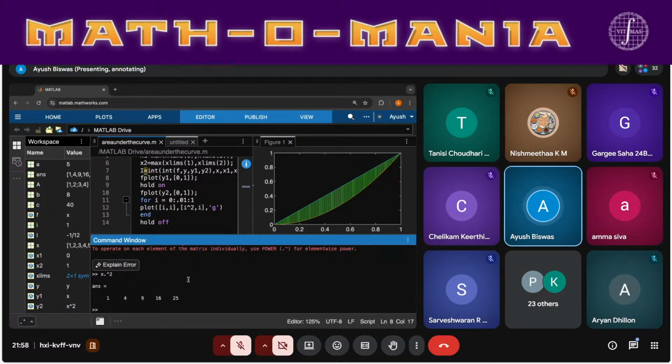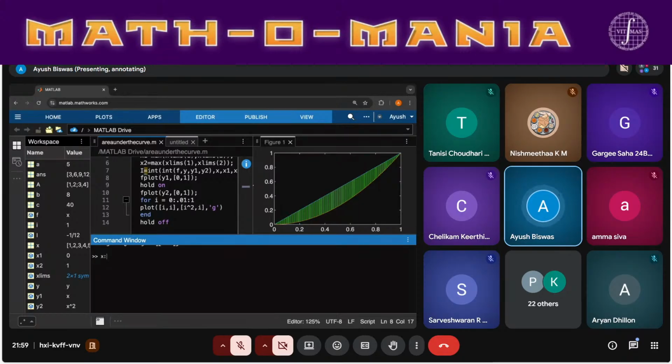Same goes for multiplication. If we want to multiply each element of the vector with a number, instead of x into 3, we do x dot into 3. That multiplies each element instead of the whole vector. Now, let's say at the start of the session, we had seen how to define vectors.